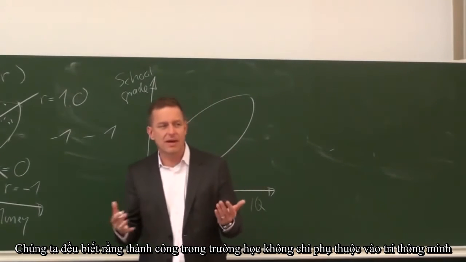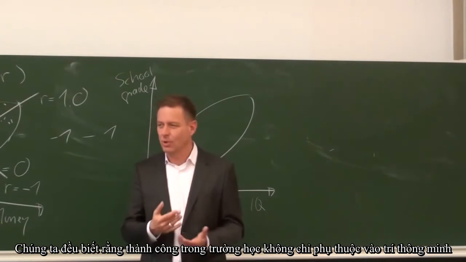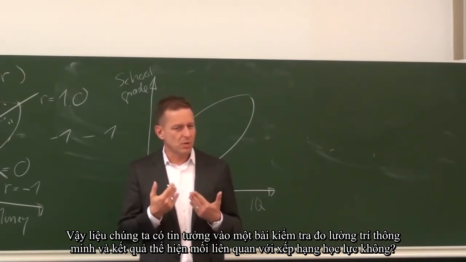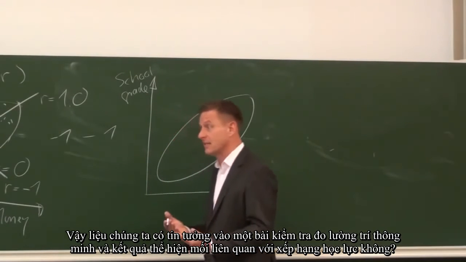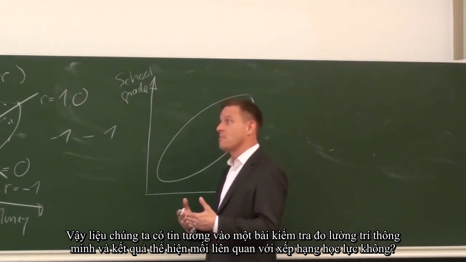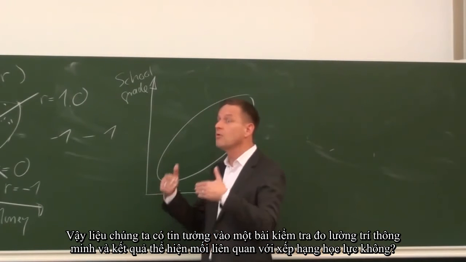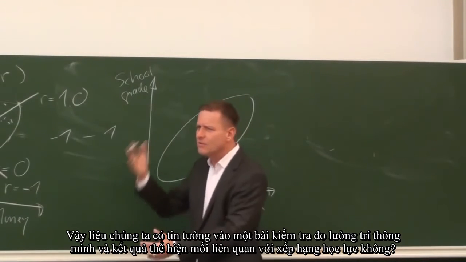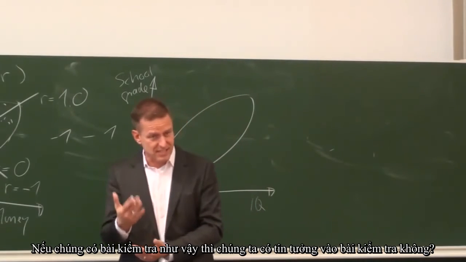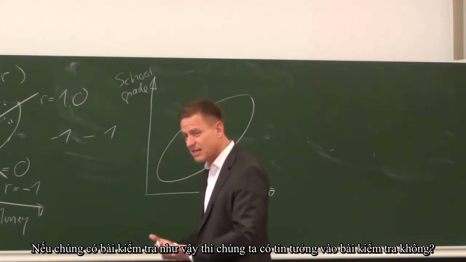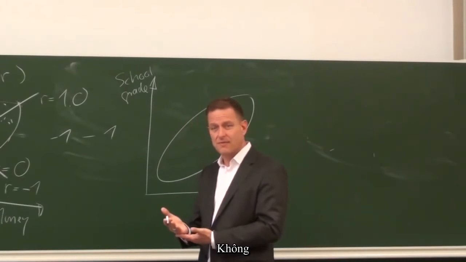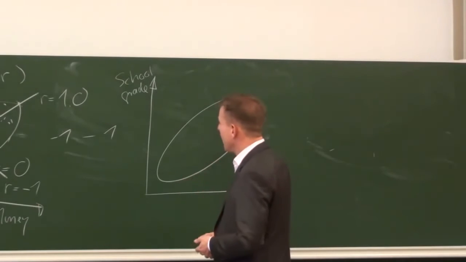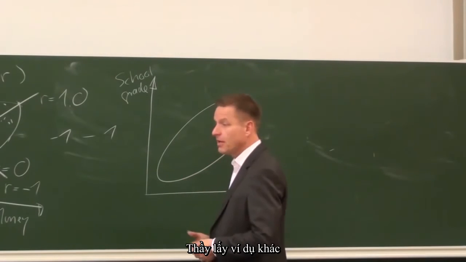Now, we all know that success in school does not only depend on intelligence. We know this. But would we really believe in a test that is supposed to measure intelligence, and the results do not show any relation to school grades? If we would have a test like this, would we believe in this test? Probably not. So this is how to prove it. Okay? I give you another example.